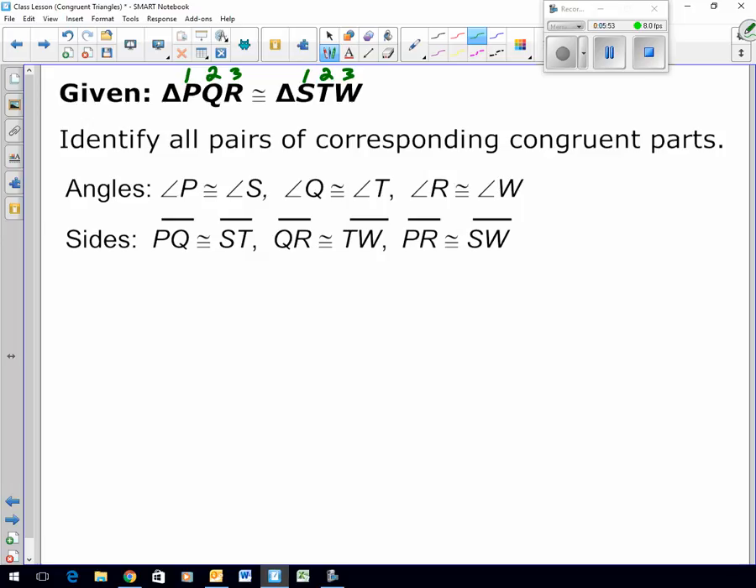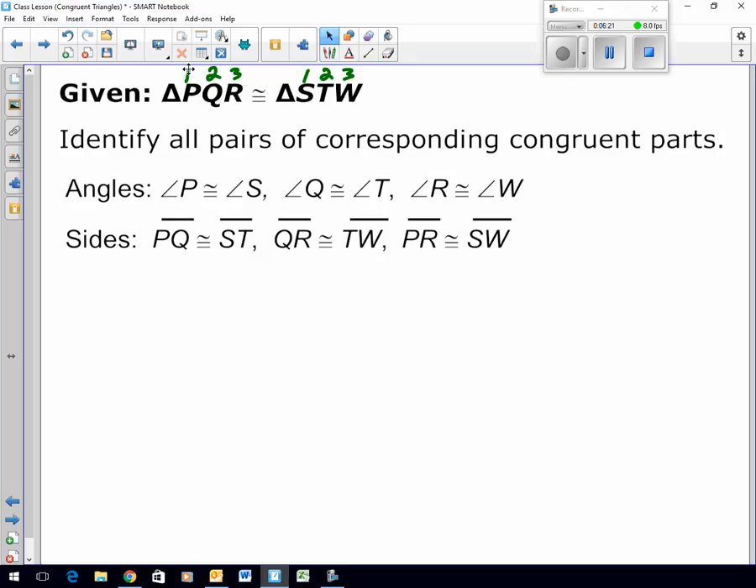What if I added another letter? 4 and 4. That's called corresponding, right? They have to match up. The precision matters. What about the sides? That's simple. 1 to 2 has to match up with 1 to 2. 2 to 3 has to match up with 2 to 3. 3 to 1 has to match up with 3 to 1.